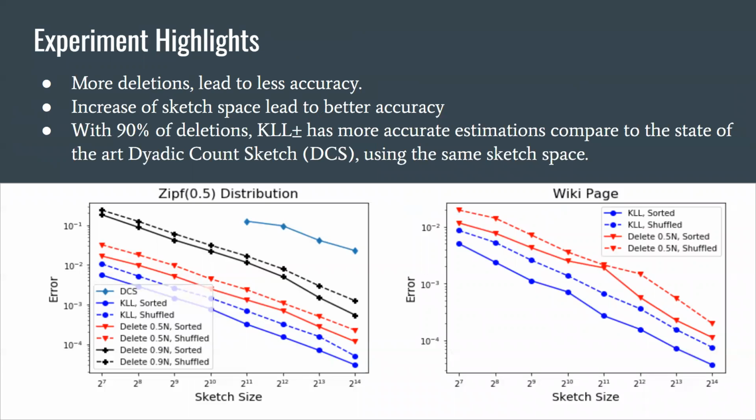Some experiments highlighted that more deletions lead to less accuracy. But we can increase the sketch space to tolerate those deletions. Essentially, increasing space leads to better accuracy across all different data distributions. And note, with 90% deletions, KLL plus minus still has a more accurate estimation compared to the state-of-the-art dyadic count sketch, when both sketches use the same space.